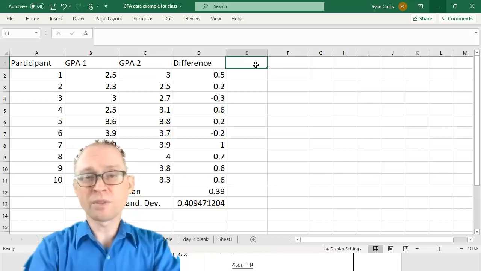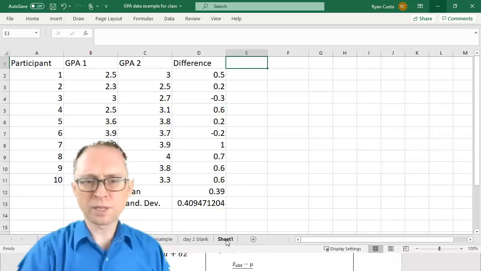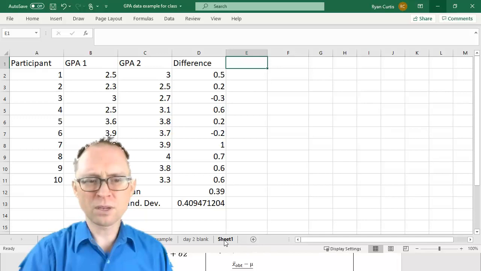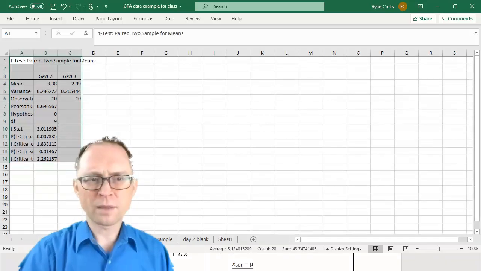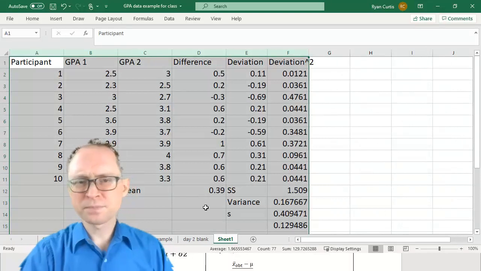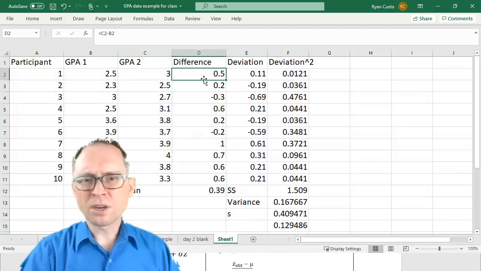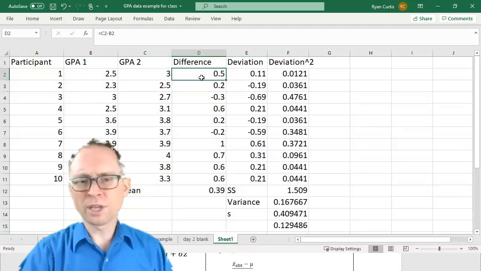Let's go ahead and do everything the way that we normally did. Okay? The way we normally did was to calculate each one of these separately. So let's go ahead and take a look at what that would look like. Here's what I've done. This is all of the data in the way we normally get it.